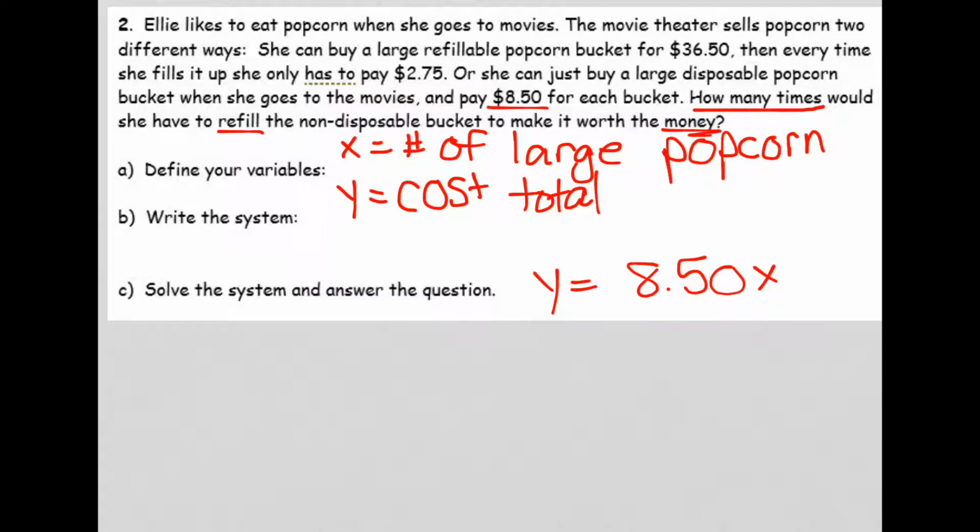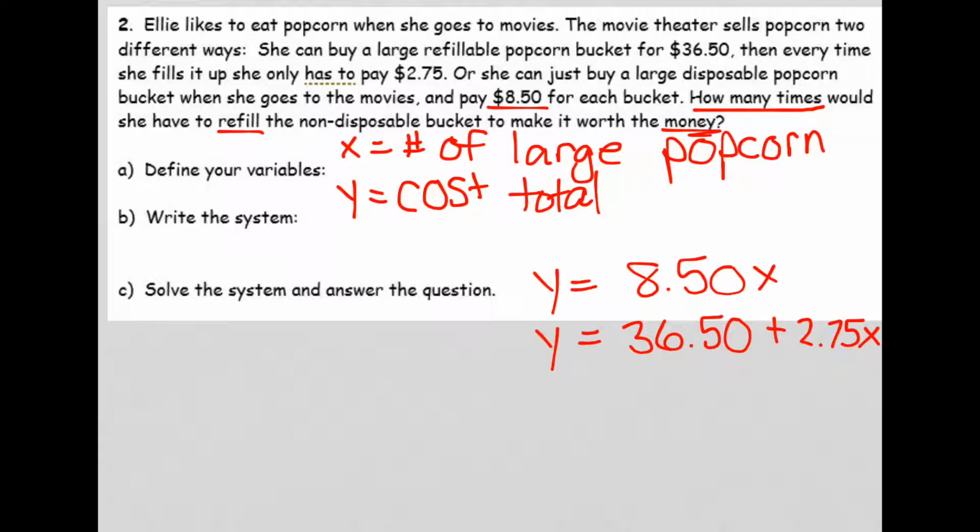Okay, so then the other situation, how much would it cost if you did the refillable thing? Well, first you got to lay down $36.50. That's just for an empty plastic bucket. There's no popcorn in it. Well, then you have to pay after that $2.75 times however many buckets you want. So if you just refill one time, that's $36.50 plus $2.75. If you refill it the second time you go to the movies, that's $36.50 plus $2.75 times 2 because you have refilled it twice.